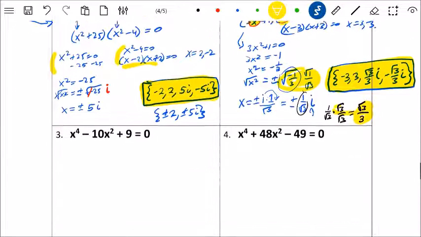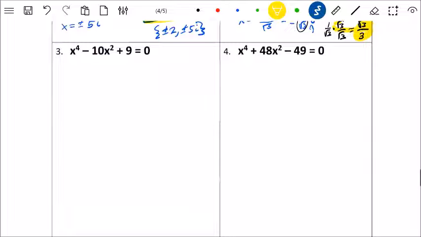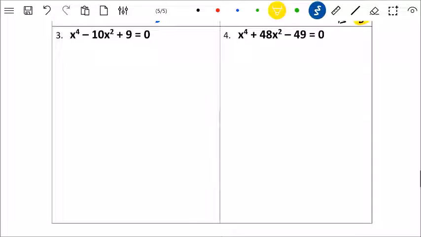Okay, let's do these two. I would recommend to stop and do these for practice yourself. Pause the video and then come back to it and unpause it, and I'll start working on these. Okay, welcome back.